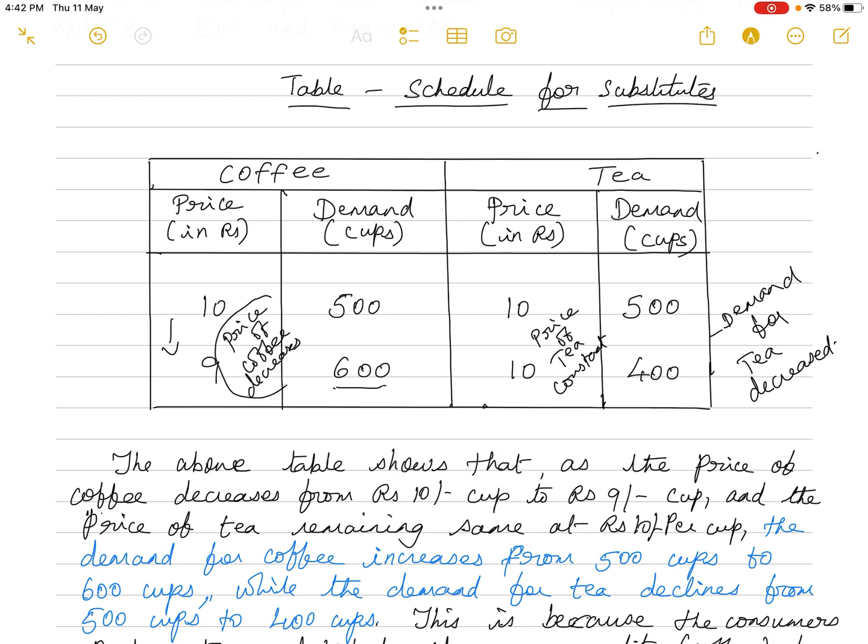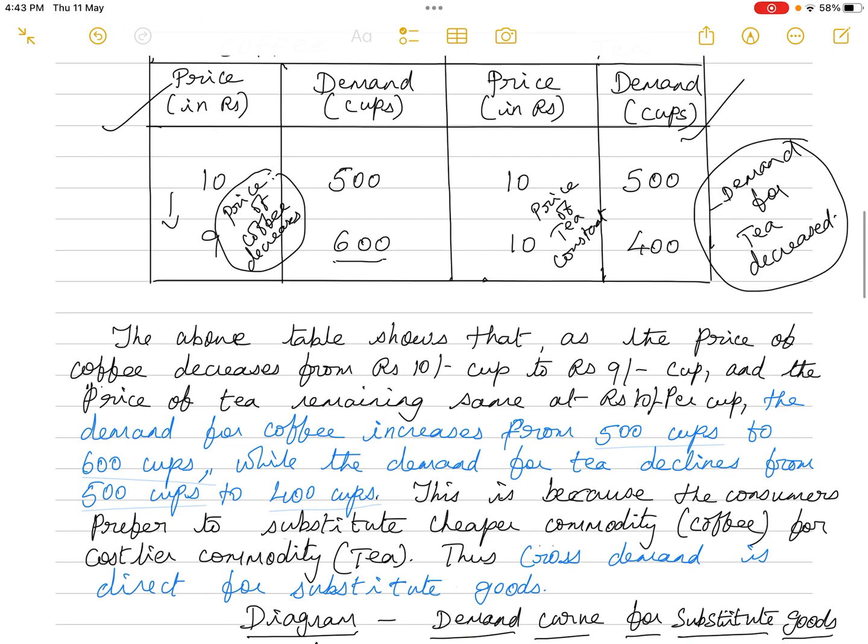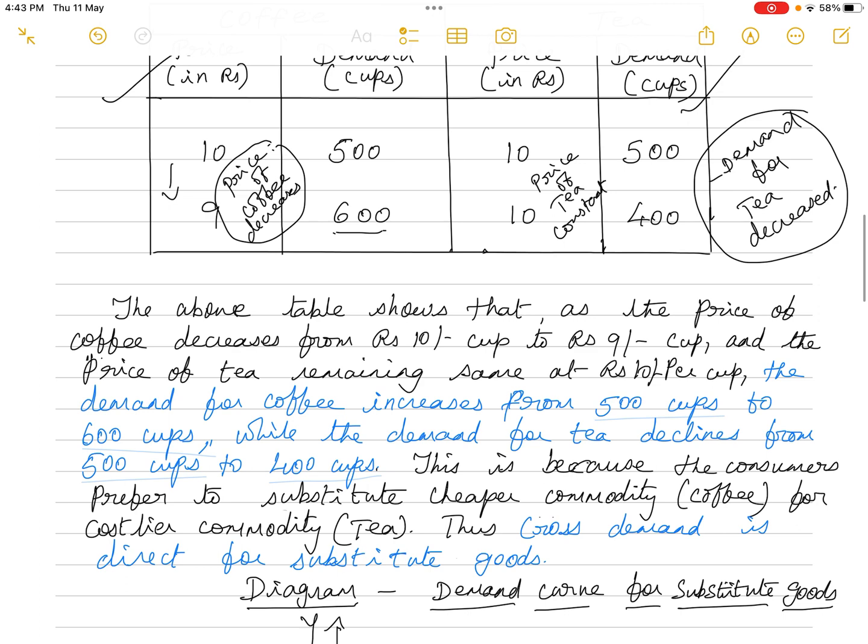What we have to mention here: when the price of coffee has decreased from 10 rupees to 9 rupees, the demand for tea has decreased. So you are mentioning the price of coffee and the demand for tea. So this is the schedule for substitutes. What you're finding here is that the price of coffee is decreasing and the demand for tea is also decreasing. So they both have a direct relationship. Okay, so this is the schedule for substitute goods.